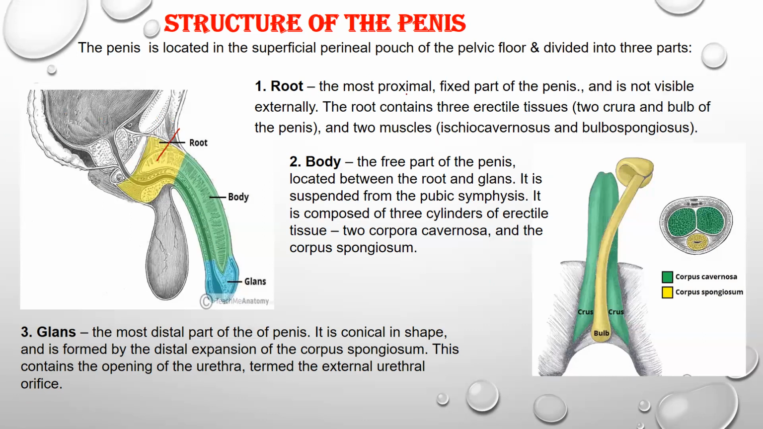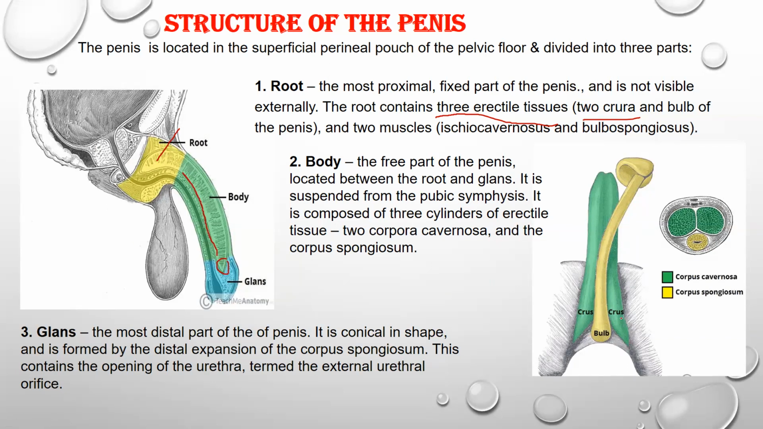The root is the most proximal fixed part of the penis, which is not movable and is not visible externally. The root contains three erectile tissues. Not only the root, I think the whole penile structure, up to the body and some part of the glans also, contains these erectile tissues: two crura and one bulb of the penile structure. You can see, if you just separate them from each other, this is the bulb of the penile structure. And then this is a crus on the side.